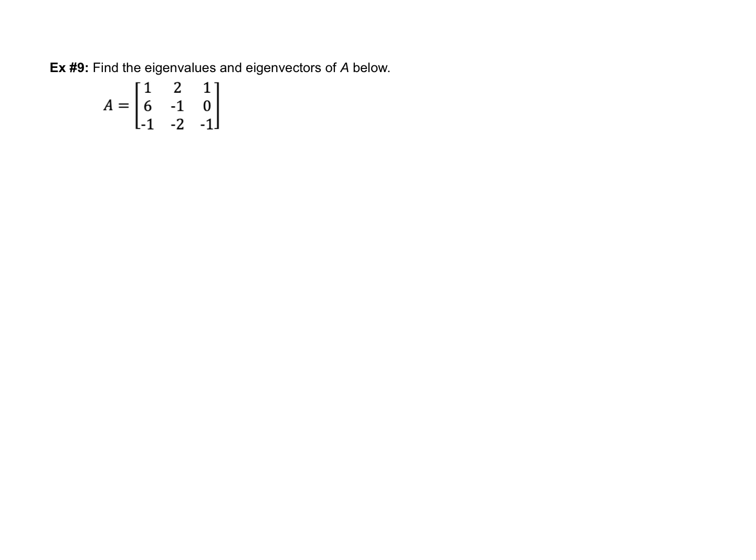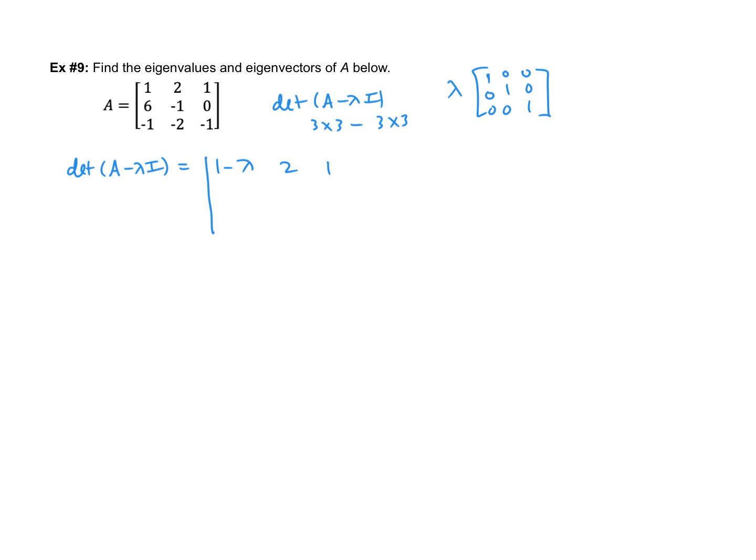Okay, so what we need to take a look at is we are looking at the determinant of the matrix A subtract lambda I. So matrix A is 3 by 3, which means we need to subtract from it a 3 by 3 matrix. So we have to picture taking lambda and multiplying it by the matrix where 1 is on the diagonals and 0 is everywhere else. So if we set that up now, determinant of A subtract lambda I, we are taking the determinant of the matrix 1 subtract lambda, 2, 1, negative 6, positive 6, sorry, negative 1 subtract lambda, 0, negative 1, negative 2, and negative 1 subtract lambda.